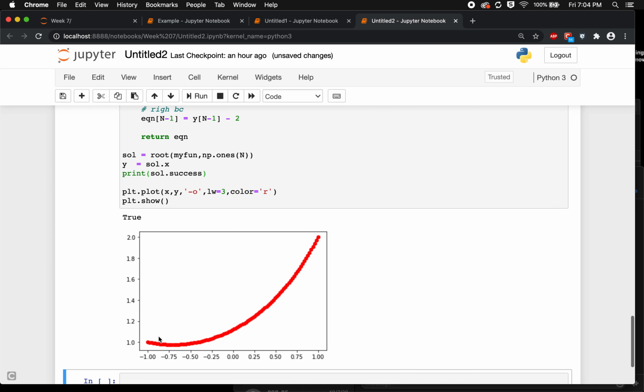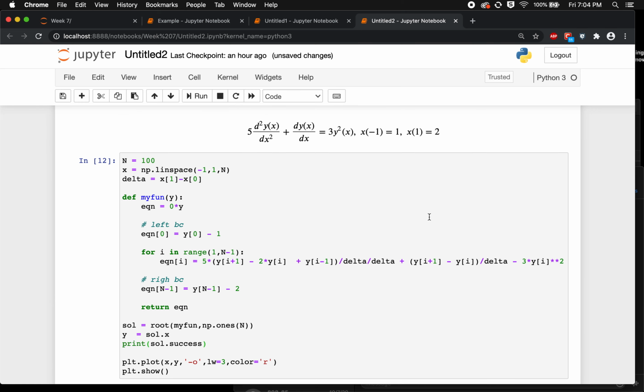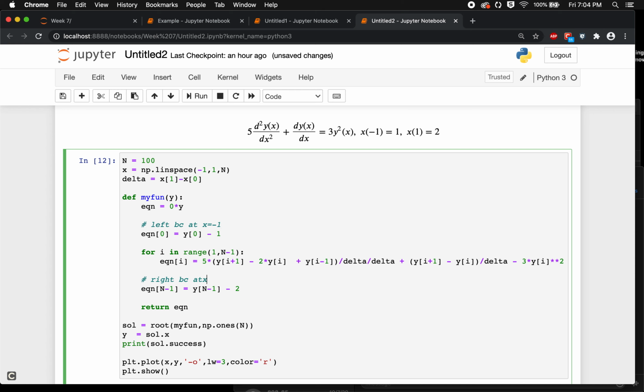So this would be the numerical solution for this equation, which in all honesty, I have no idea how you would solve analytically. So this is one of these cases where you would actually want to use a numerical solution for this. And again, the code is pretty straightforward. The key thing is that this is the left boundary condition at x equal to -1. This is the right boundary condition at x equal to 1. And then we're setting that left point as 1, the right point as 2. And then we're just writing out our second derivative, our first derivative, and then the square term.